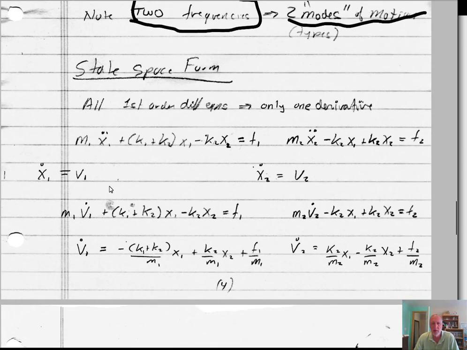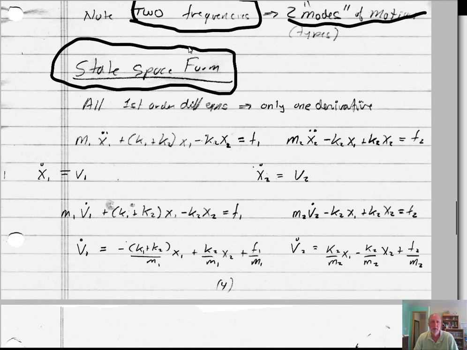Alright, there's one other thing I want to show you. There's a form that's the standard form for solving multiple differential equations, and it's what's called state-space form. There's nothing magical about it. It's just everybody's agreed that this is a standard form that we can put differential equations into. And once you do that, then the solution's known ahead of time because the standard form leads to standard solutions.